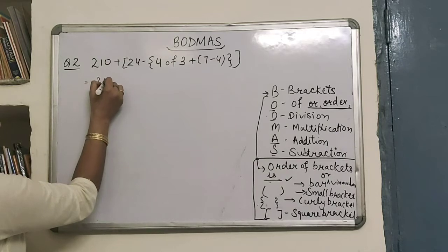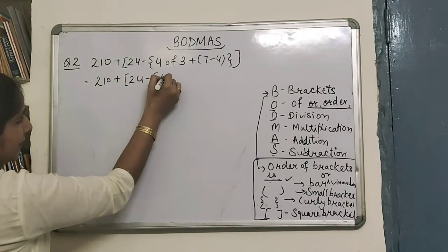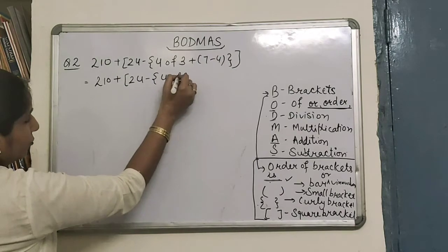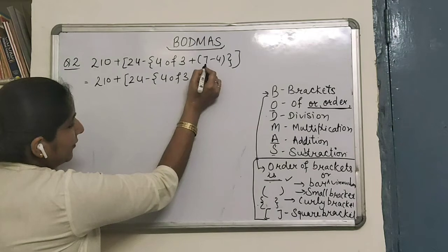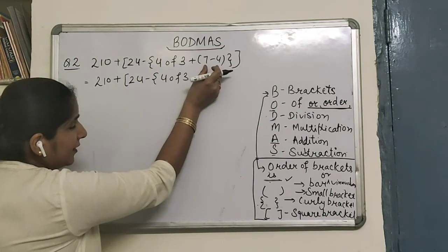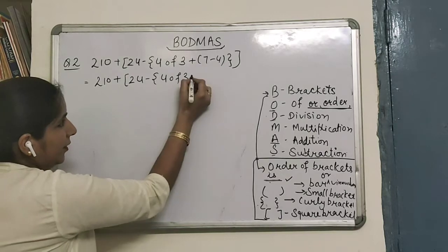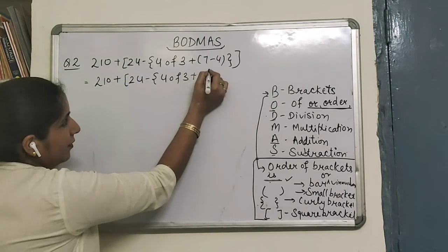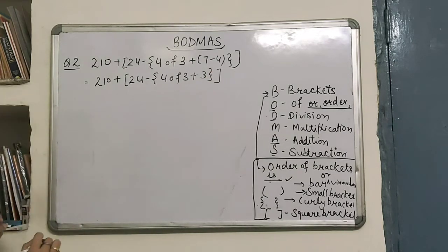Rest all things you keep the same. You need not write or solve anything else, just solve the small bracket first. So 7 minus 4 is 3. Whatever is given in the bracket, you need to solve that first. 7 minus 4 is 3. So I am writing 3 here, and then the curly bracket, then the square bracket.